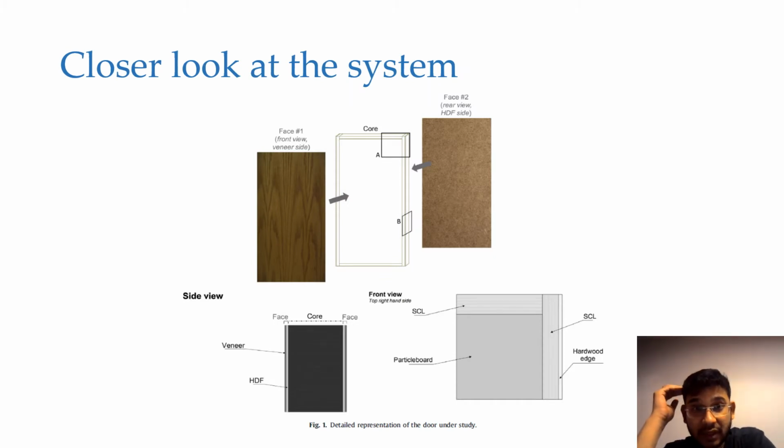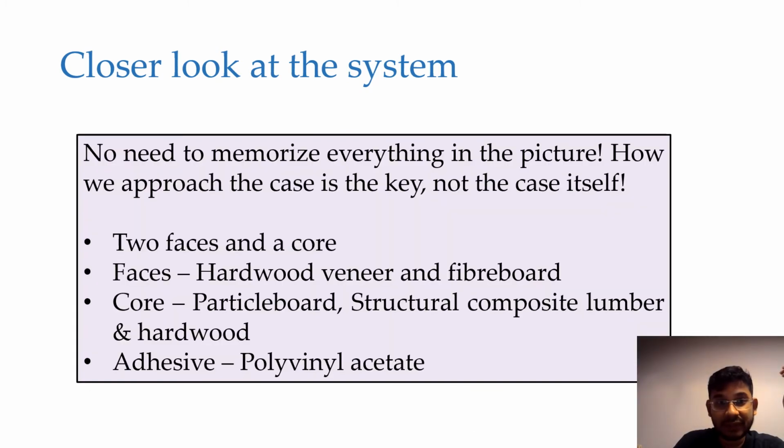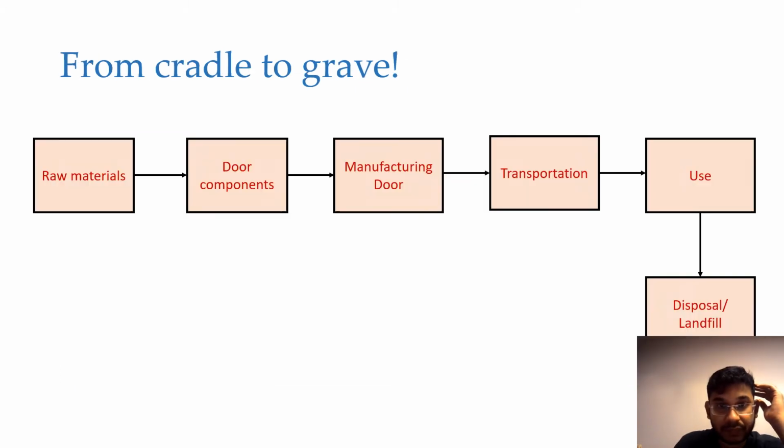So this is the closer look at the system. You have the front and the rear, and then you have a core. That's basically about it. You don't need to really memorize the door structure, but it has two faces and a core. The faces are made up of hardwood veneer and fiberboard, and the core is made up of particle board. The adhesive is polyvinyl acetate. So you have two faces, a core, and something to bind it with. As simple as that. These are the different things that actually contribute to making the door.